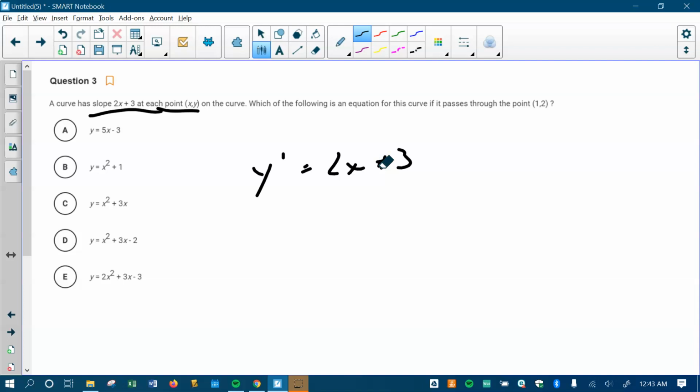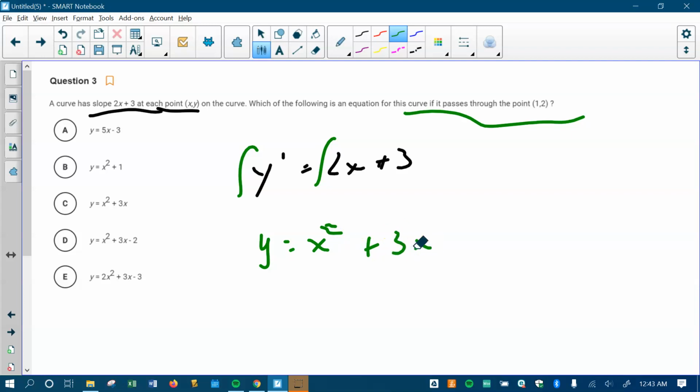And then it says, which of the following, if the original curve passes through 1, 2. So what that means is I need an integral to find what the original curve is. So the integral of y prime is y. Integral of 2x is 2x squared over 2, or just x squared. And the antiderivative of 3 is 3x. And don't forget the constant c. Okay, now let's go and plug in 1, 2. So now let's use that information to just get what c is.